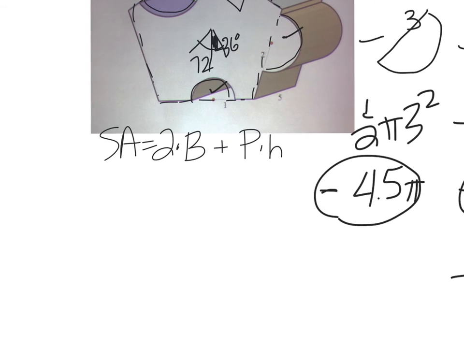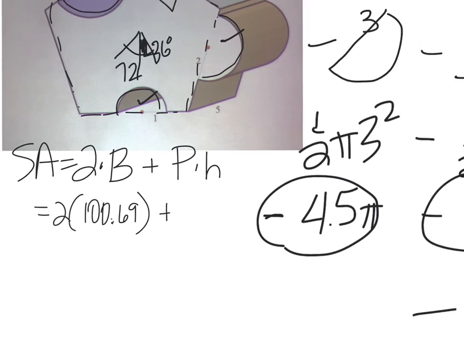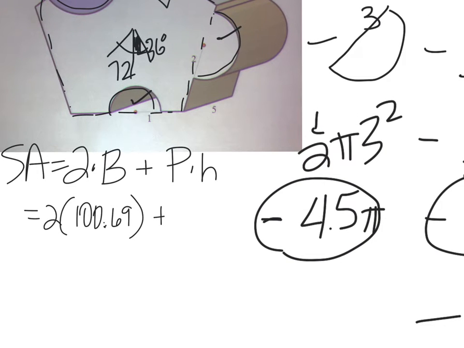We'll come back over here. We'll stick that right here. 100.686, or just 69. Sounds good to me. Perimeter. So now we have to spend some time finding the perimeter, but just so you know, this is the height. The height is 5.